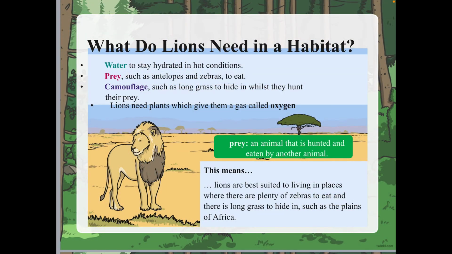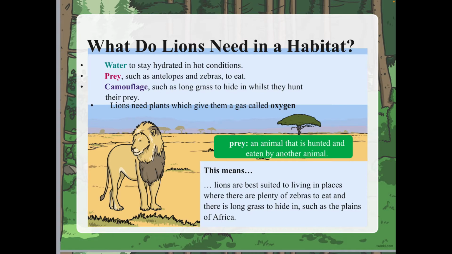So what we're going to do, we're going to look at three different animals or living things in different habitats, and we're going to find out how they rely on other animals and plants to survive or to be able to live. So first of all, we're going to look at a lion. What do lions need in a habitat?